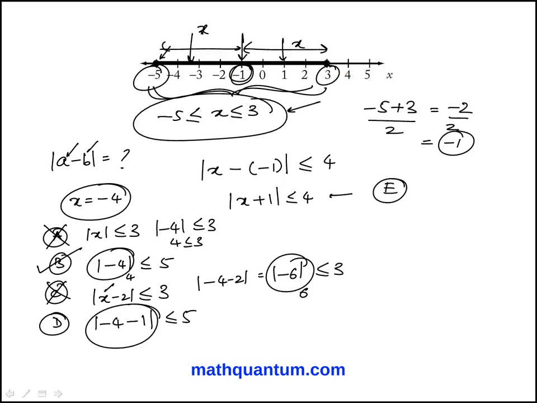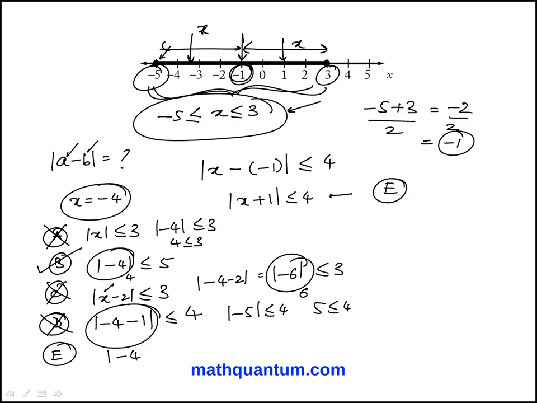Well, actually, I made a mistake here. This is 4. Let me just clean this up. I made a mess here. So that's what we're testing. Absolute value of -5 less than or equal to 4? It's not. So D is out. And we know E is the correct answer.